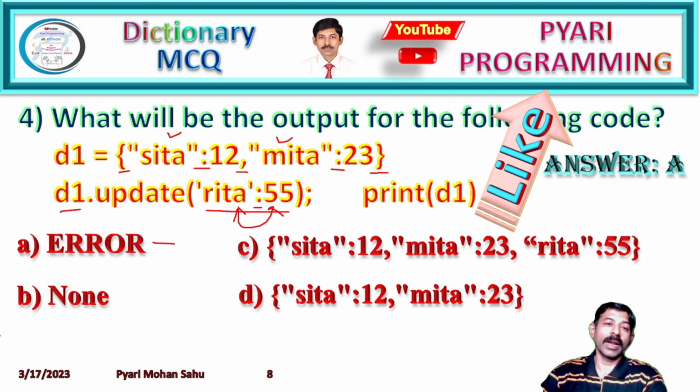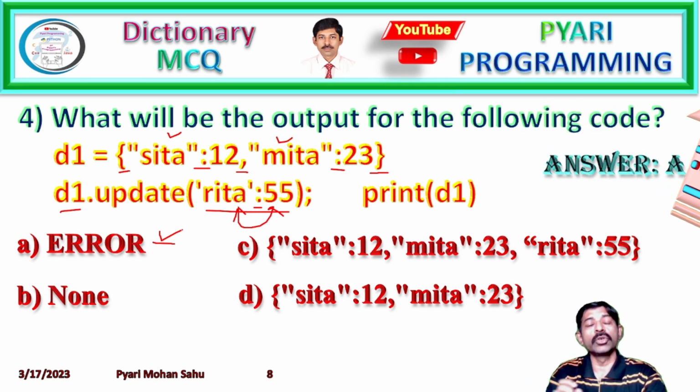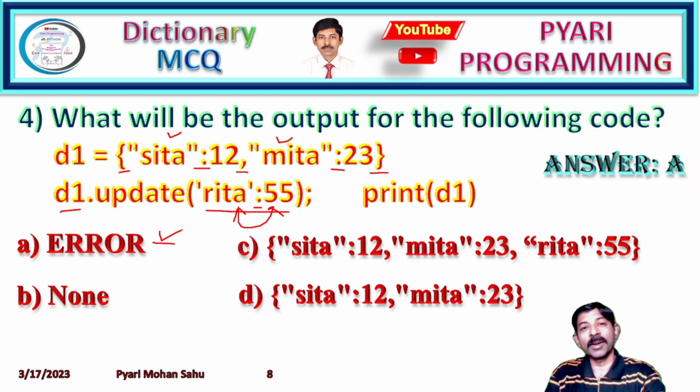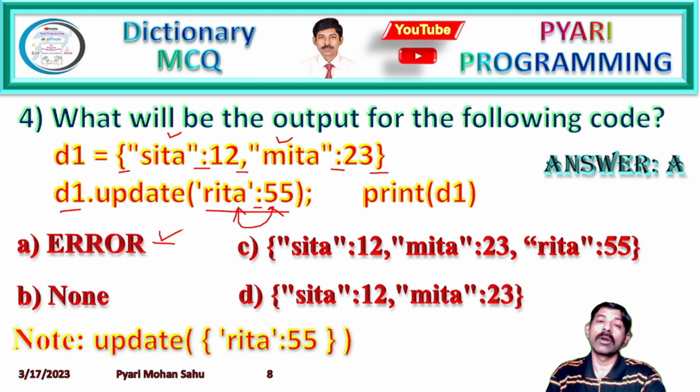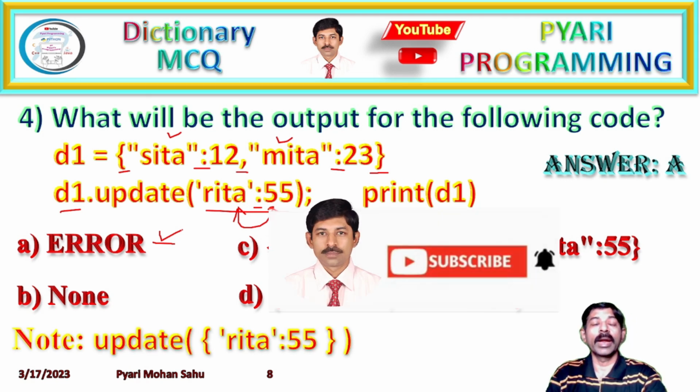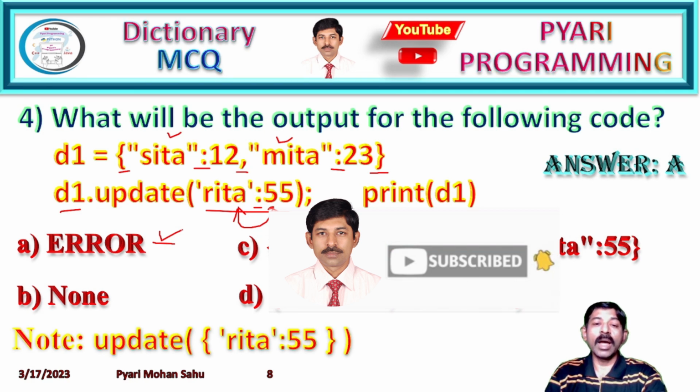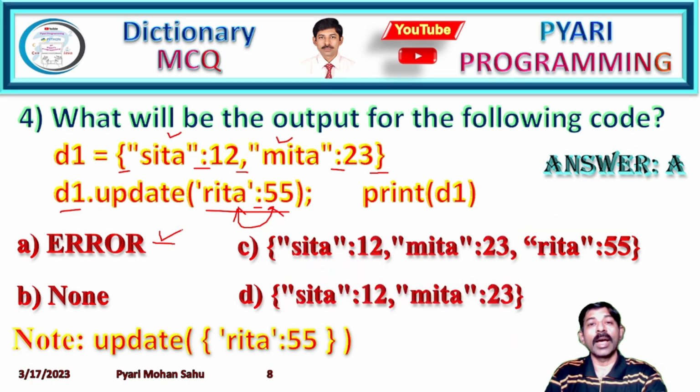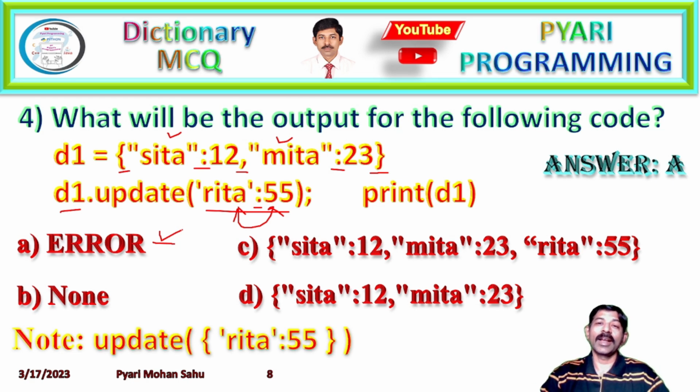Option A is the correct answer. It is going to generate error message. So if it is going to generate error message, how exactly should we give it so that it will not generate any error message? Enclose it within curly bracket as a single element. Now it will treat Rita and 55 as a single value or a single parameter. It will not generate any error message.